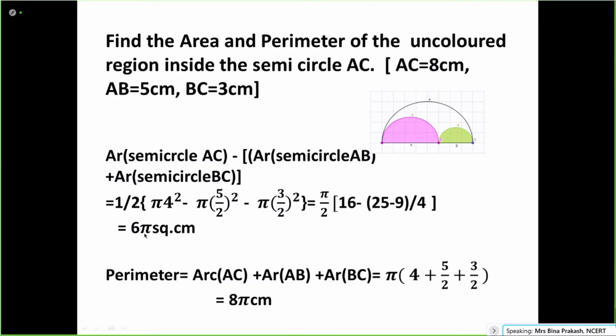I suppose this calculation is understood by everyone. Yes, ma'am. The next question, again, we can always go in for the perimeter also. Perimeter again, we have the perimeter of arc AC, we have the perimeter of arc AB, and we have the perimeter of arc BC. We are just finding the perimeter of the uncolored region, that is the perimeter of this part, the bigger semicircle and the smaller semicircles' perimeter.